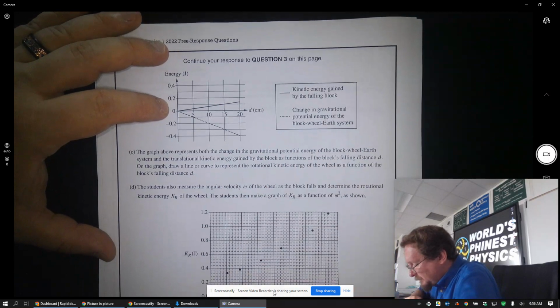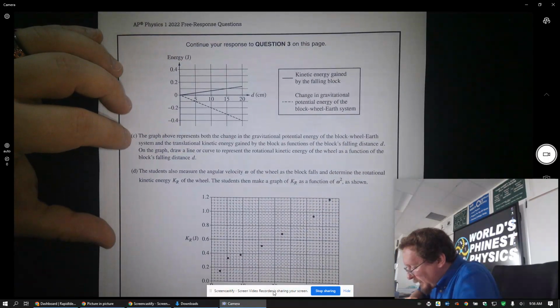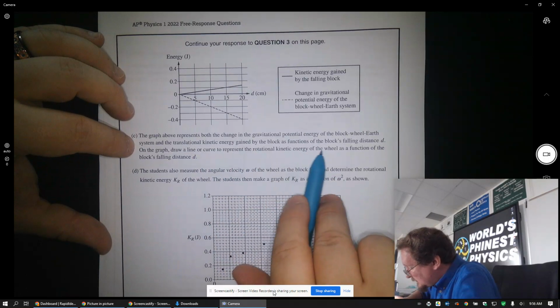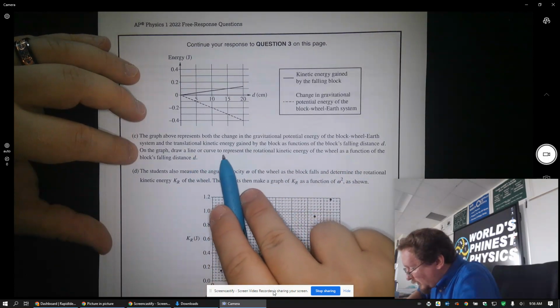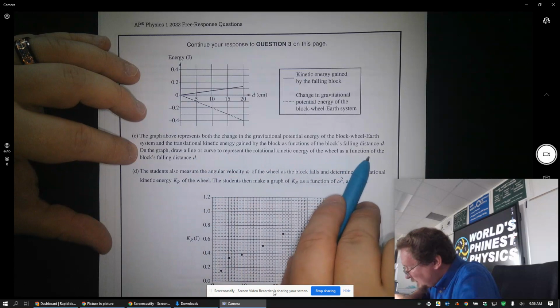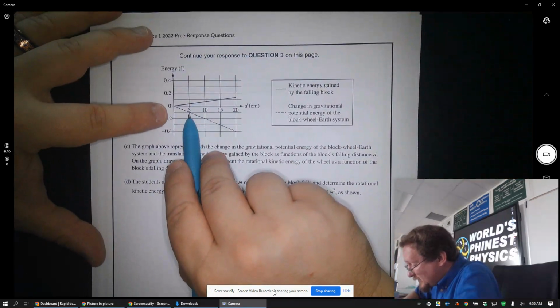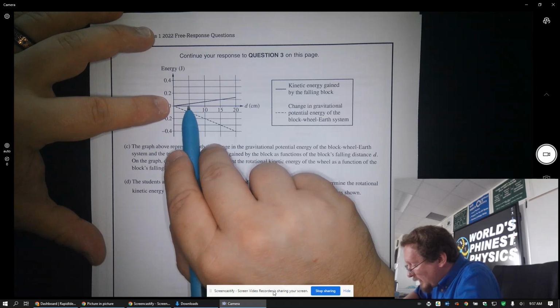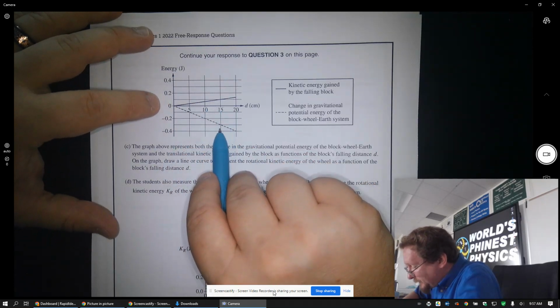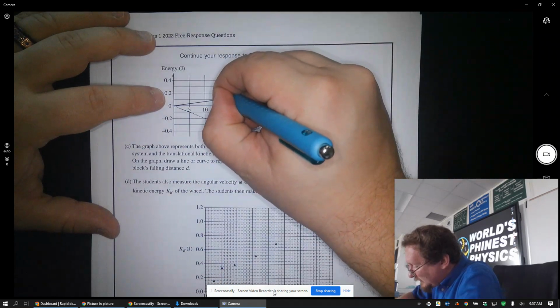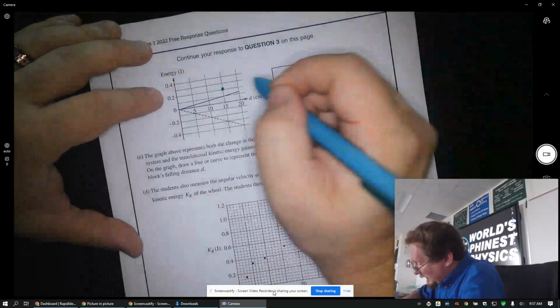Change in gravitational energy of the block or system. The graph above represents both the change in gravitational potential energy of the block system and translational kinetic energy. On the graph, draw a line or curve to represent the rotational kinetic energy of the wheel. Okay, so the amount of potential energy you lose has to equal the amount of kinetic energy you gain total. So here, if you lose 0.3 and you gain 0.1, you had to gain 0.2 of rotational kinetic energy.